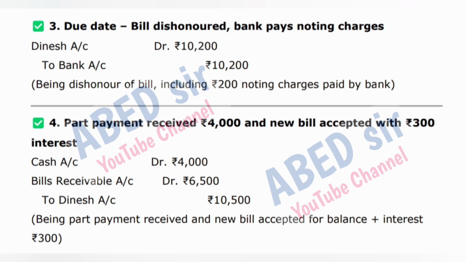4. Part payment received 4,000 rupees and new bill accepted with 300 rupee interest. Cash A/c Dr. 4,000 rupees. Bills Receivable A/c Dr. 6,500 rupees. To Dinesh A/c 10,500 rupees. Being part payment received and new bill accepted for balance plus interest 300 rupees.